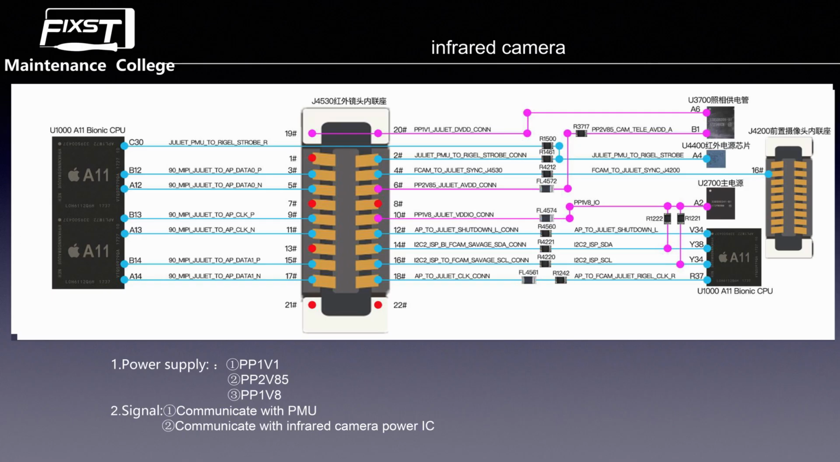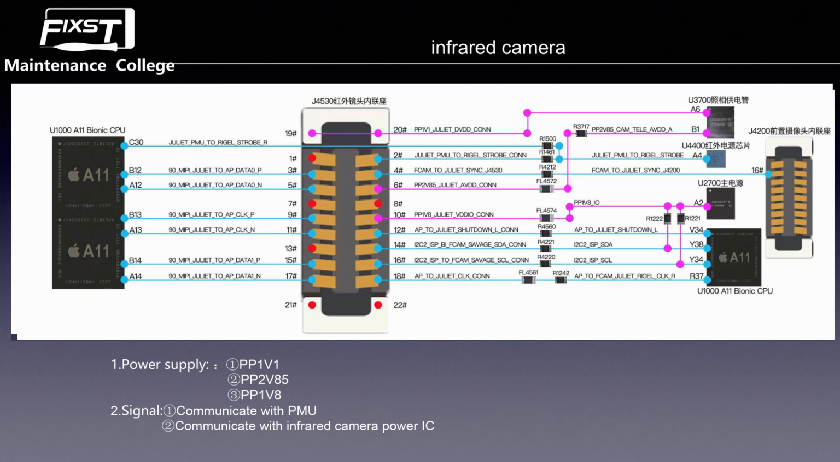And we see pin 4. This pin is special. This pin is just connected to the connector, and it is the scene signal from the front camera to the infrared camera. And we see pin 12. This pin is the shutdown signal from the CPU to the infrared camera. And pin 13 and pin 16, these two lines are the CPU I2C control signal. And pin 18 is the clock signal. Okay, this is the infrared camera theory.